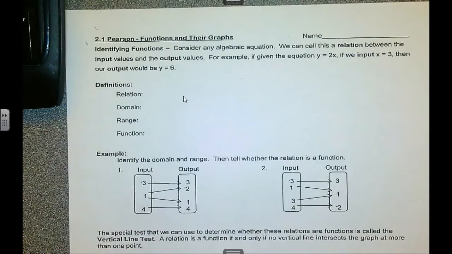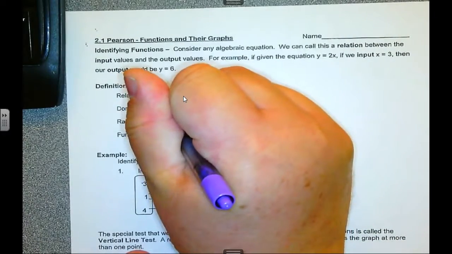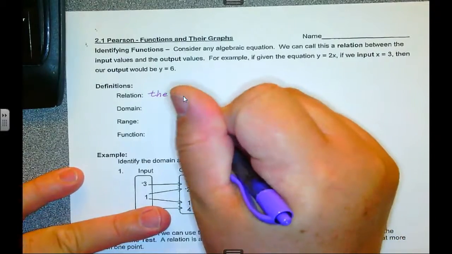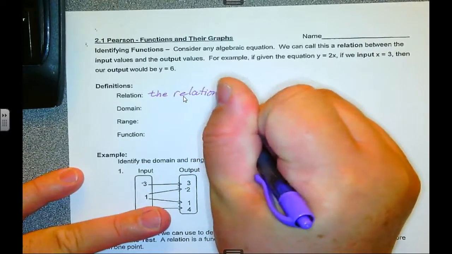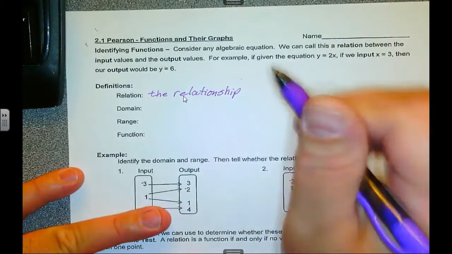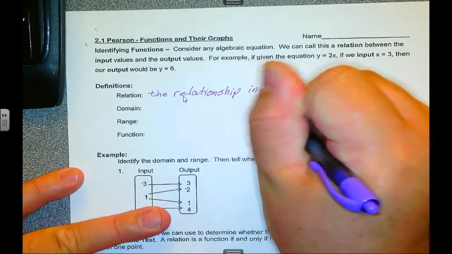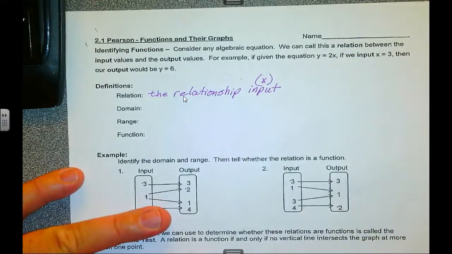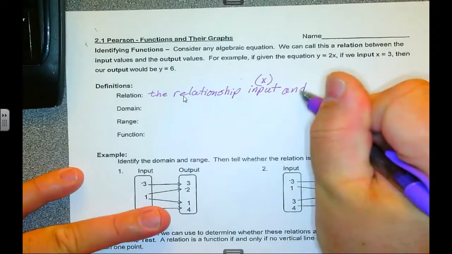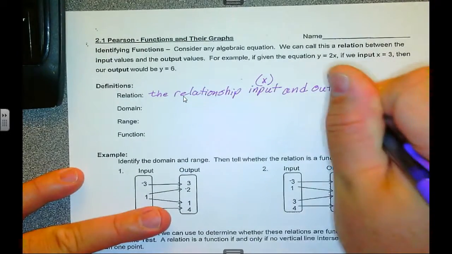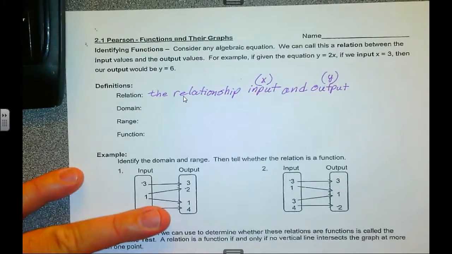Okay, what's a relation? Anybody remember? It's the relationship. No, it's not a holy ship. It's a relationship of your input. What's the input? That's right, your x values. And your output. What's the output? Your y values. Thank you.